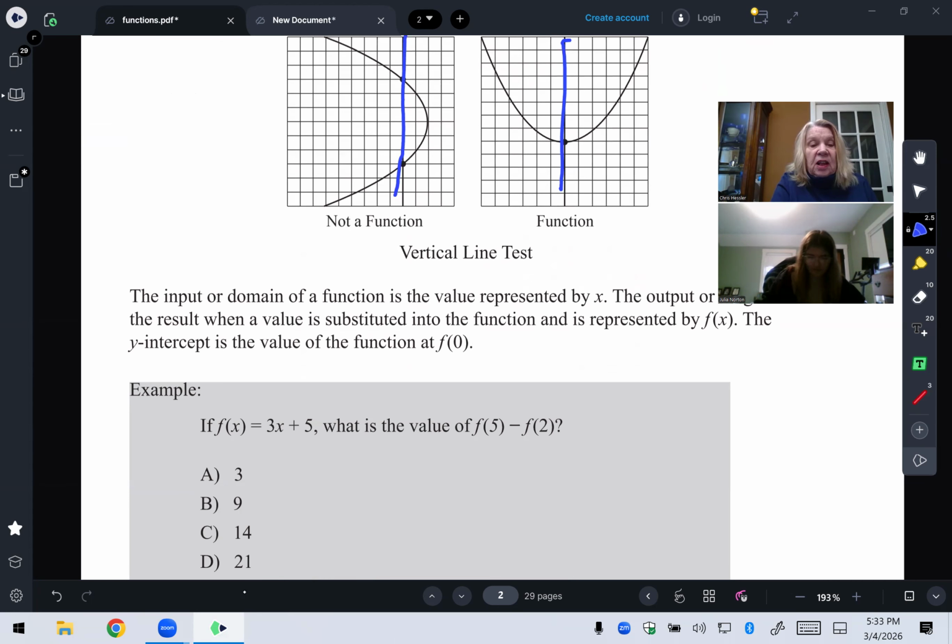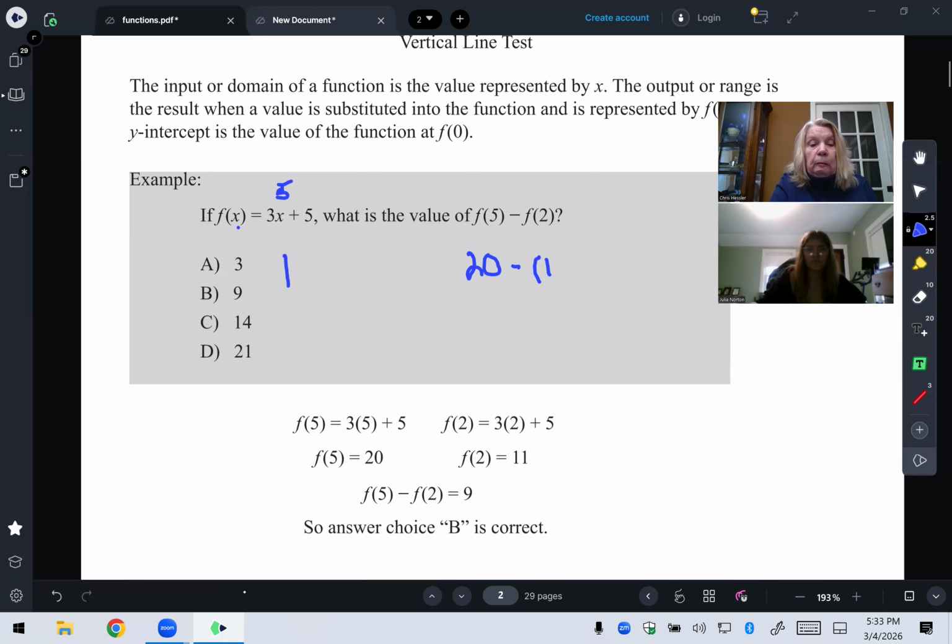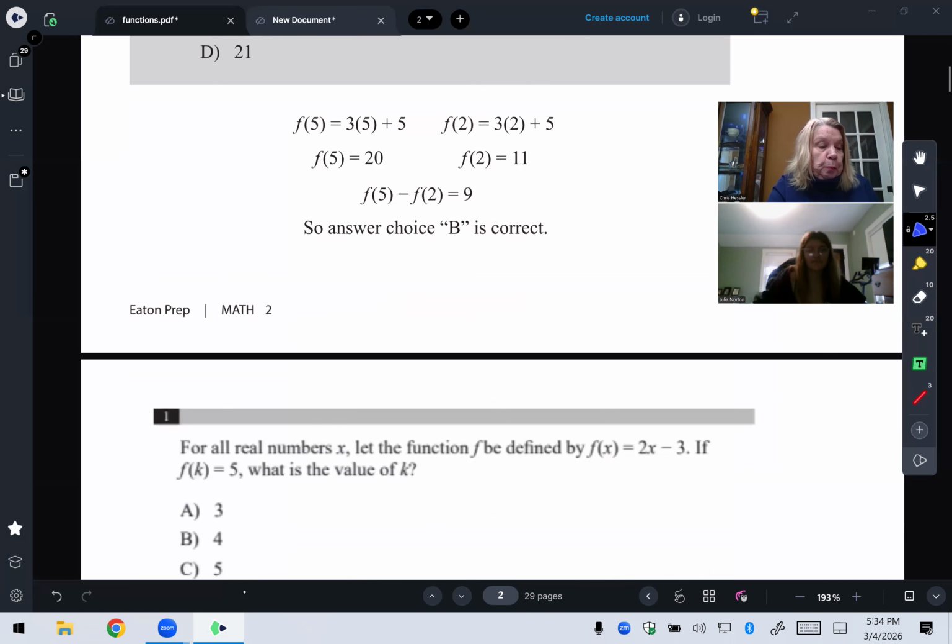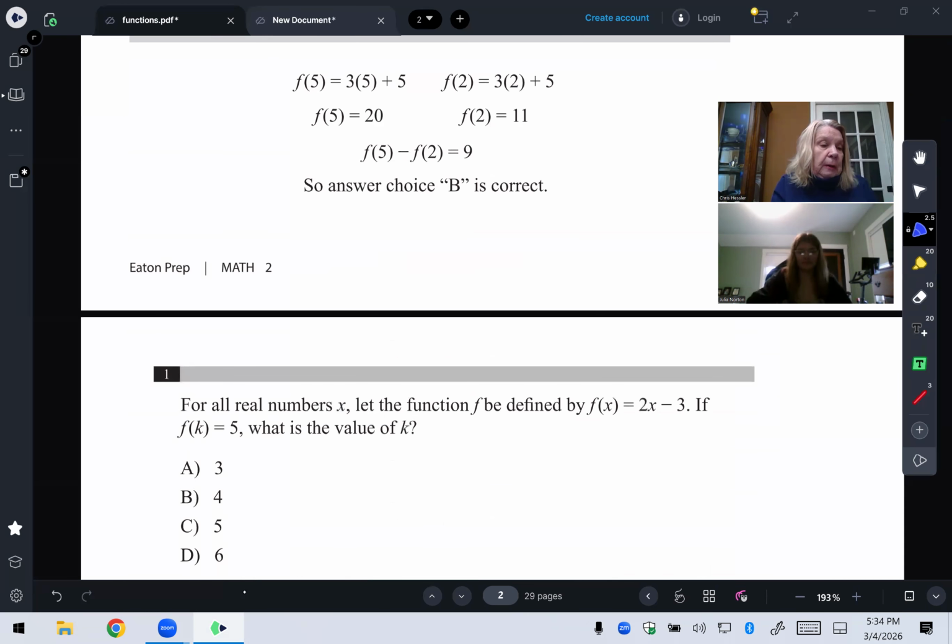So if f of x equals 3x plus 5, whatever is in the parentheses, that's what we put in for x. So you could just do that. That's going to be 3 times 5 is 15, plus 5 is 20. Then when we put 2 in, we're going to get 11. And so the answer will be B. And that's good, right? It's easy. Okay.